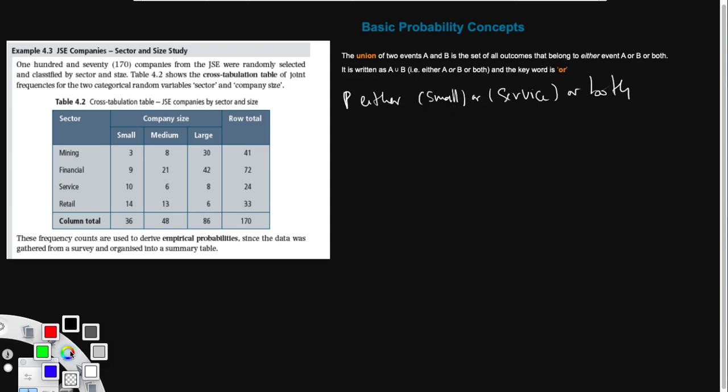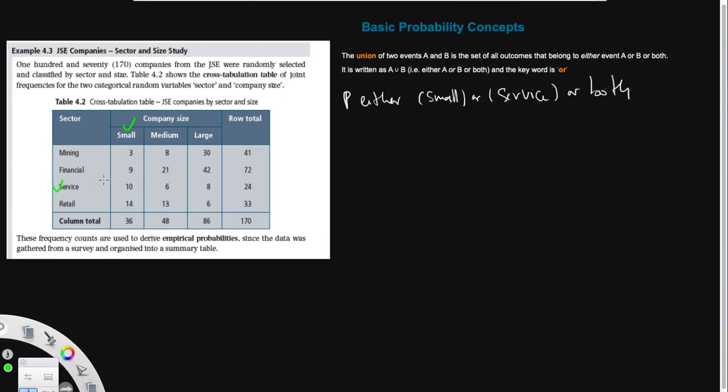So as I was saying, the probability that a company will be either small, or within the service sector, or both. So this is usually how one would formulate a question that involves the union concept. So we're looking at small, service, or both. So let's just point them out here. We have small, service, or both.